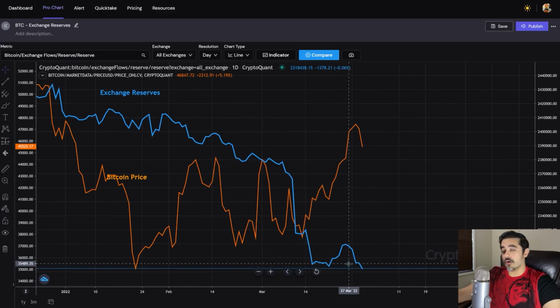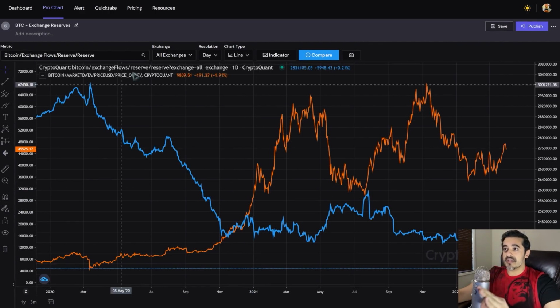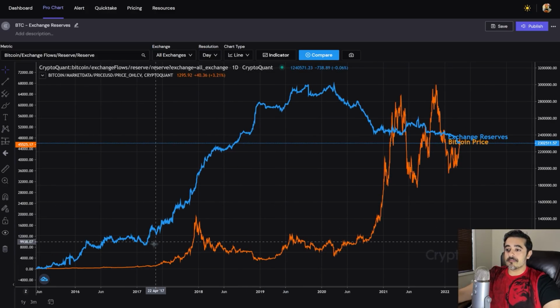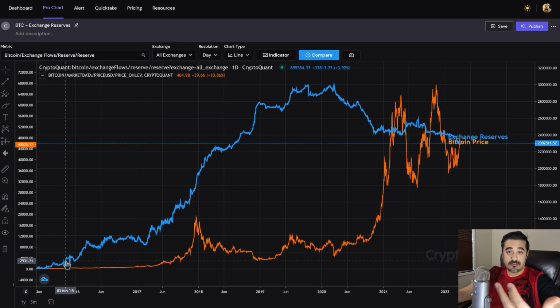You can see that we're at all-time lows again. Actually, you know what? We've got to be a little accurate. This is not all-time lows. If you look at the exchange reserves and you zoom out, all-time lows are really, really low. The amount of Bitcoin on exchanges was super low early on, in like 2015, 2016, and earlier than that.